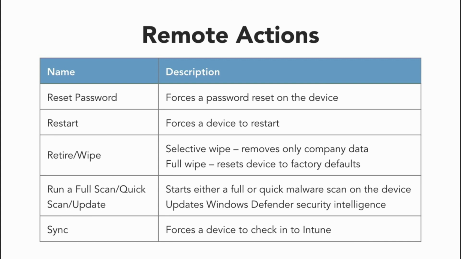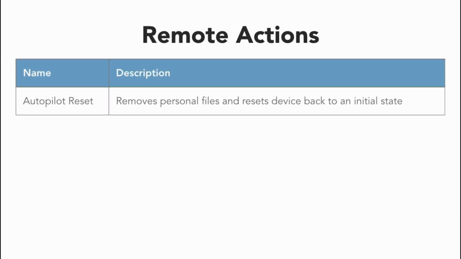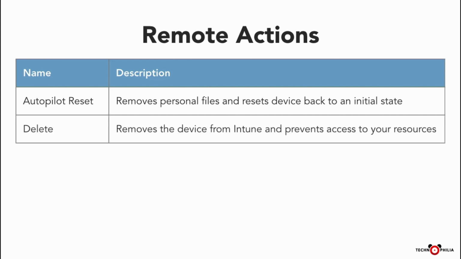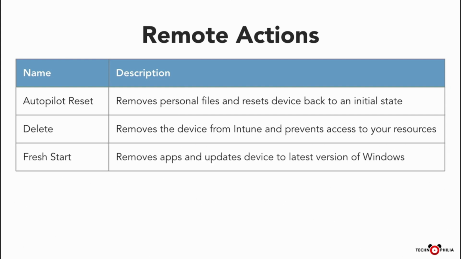Other remote actions that you can perform include Autopilot Reset, which is used to remove personal files, apps, and settings and reset a Windows 10 device ready for a new user. Delete, which allows you to remove the device from Intune management. Fresh Start, which removes any apps that were installed on a Windows 10 PC and updates the PC to the latest version of Windows.